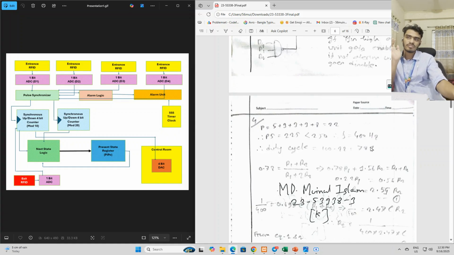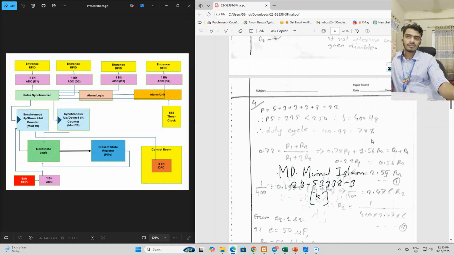So I need a 78% duty cycle, and I need a frequency of P5. P is apparently 5 plus 3 plus 3 plus 3 plus 8, which is 22. So if I add 225, that is less than 250 hertz. As a requirement, I need to replace it with a 400 hertz frequency. So my frequency is 400 hertz, and duty cycle 78%.